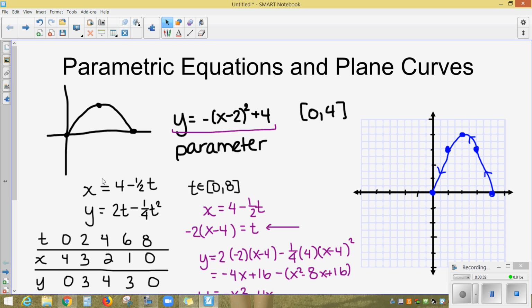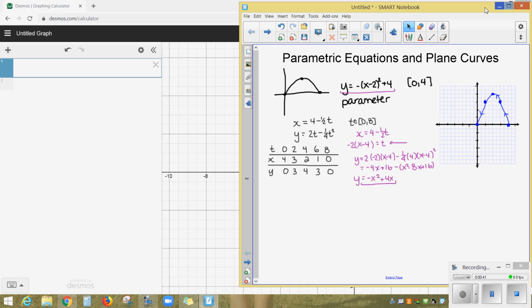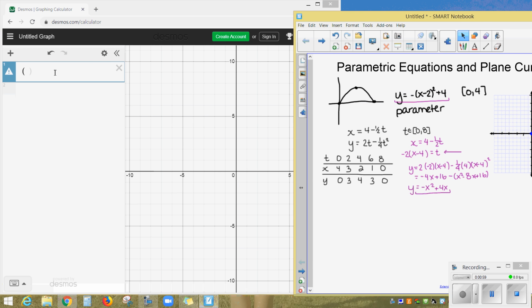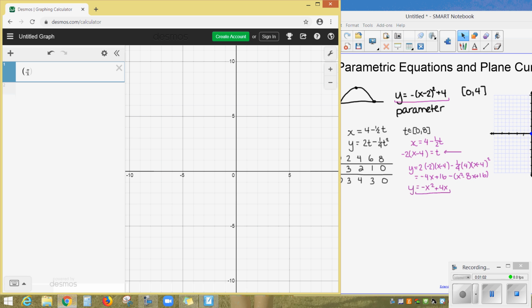where we left off and said, here's our set of parametric equations, we'll pretend that we didn't have this up here. X equals 4 minus 1/2 t, and y equals 2t minus 1/4 t squared. If you want to graph parametrics in Desmos, you write them as an ordered pair. Since the x coordinate is 4 minus 1/2 t, we write that as though it's the x coordinate of an ordered pair, and y looks like 2t minus 1/4 t squared.